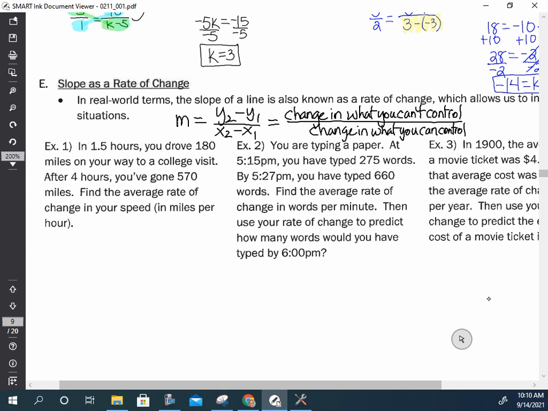Now, most of the time when you have rate of change, it's given in the problem how it should be set up. But if it's not, you have to think to yourself, what can you control and what can't you control? Whatever you can't control goes on top. Whatever you can control goes on the bottom. But know that most of the time, if you read the problem carefully enough, it's going to tell you how to set it up.